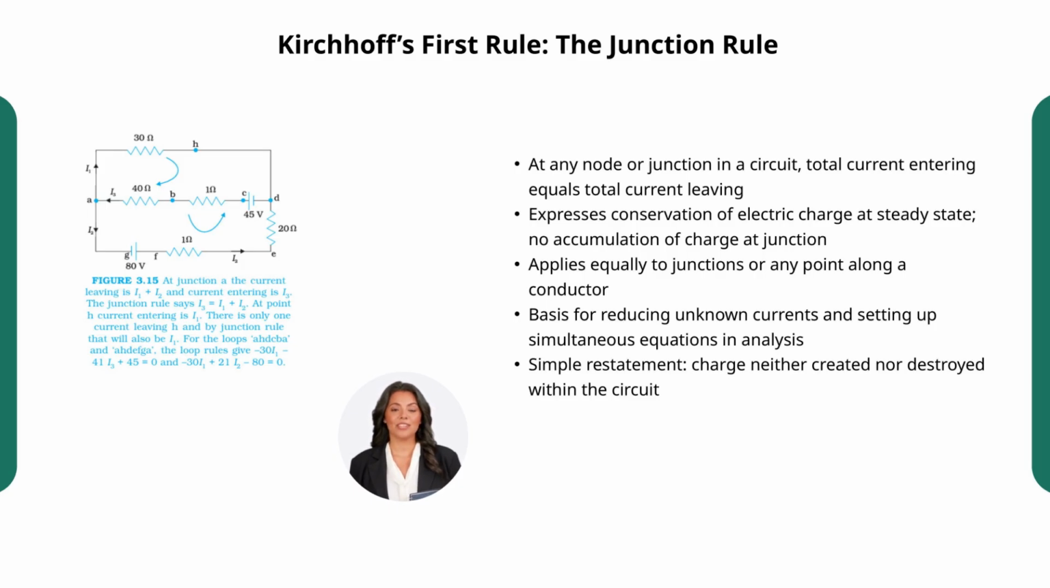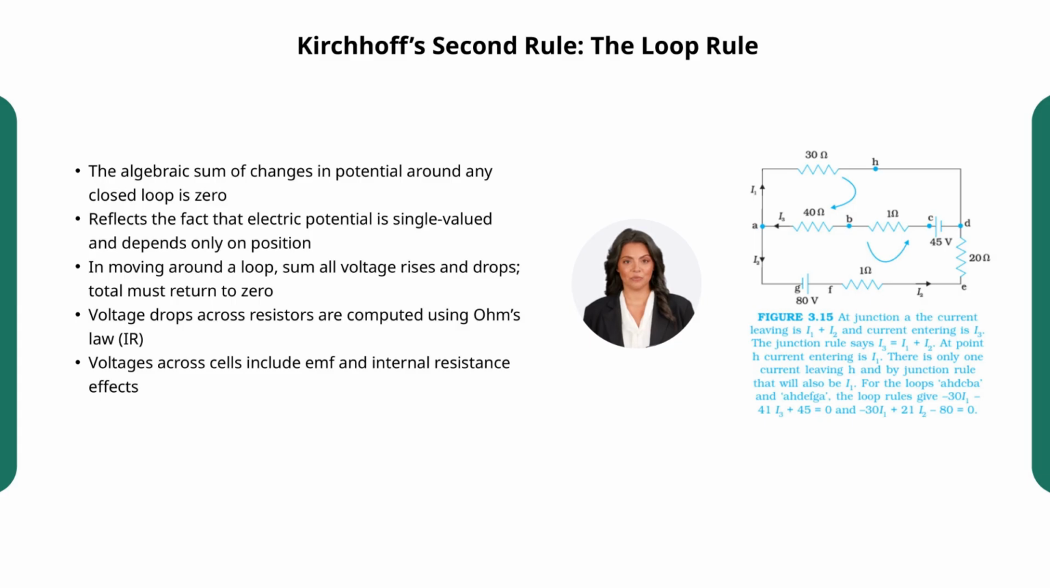Later, we'll use these relations along with voltage rules to fully solve circuits. Next is Kirchhoff's second rule, known as the loop or voltage rule. This states that the algebraic sum of all changes in electric potential around any closed loop in a circuit must be zero. Physically, this stems from the fact that electric potential is a single-valued function of position.